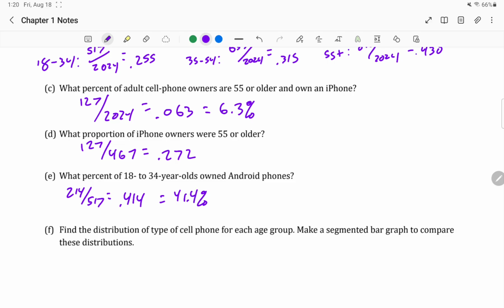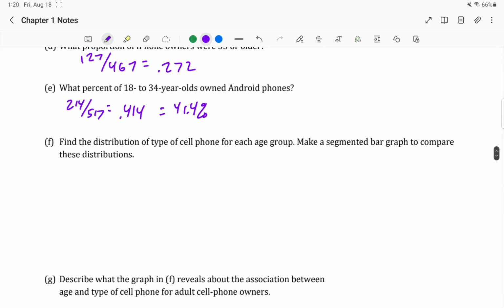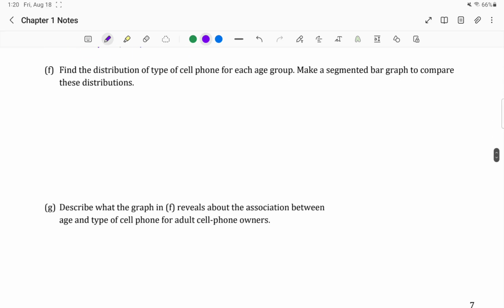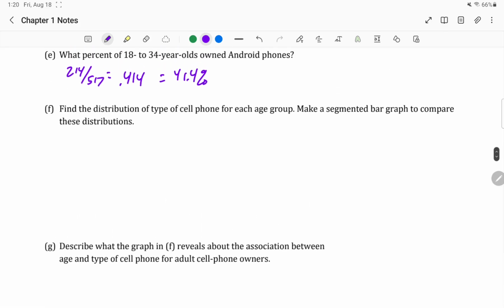There you go. Okay. And then F over here says, find the distribution of cell phone types for each age group. Make a segmented bar graph to compare these distributions. I know I didn't give you a lot of space. We're going to end up drawing our graph down over here. The answer to this one is not that long, so we're going to find room where you fit it.